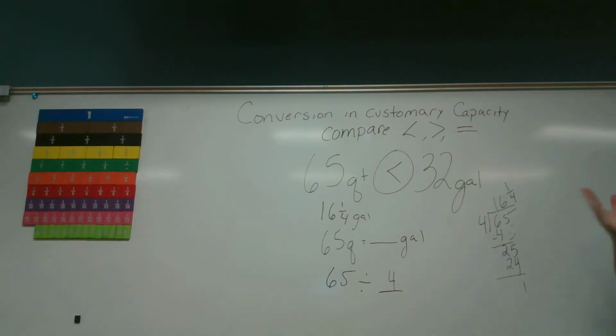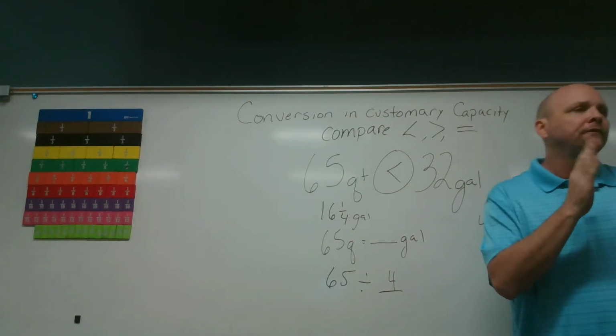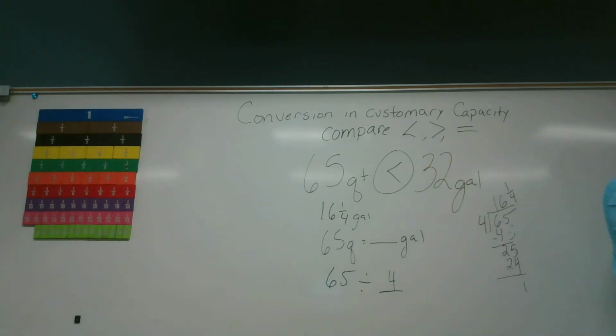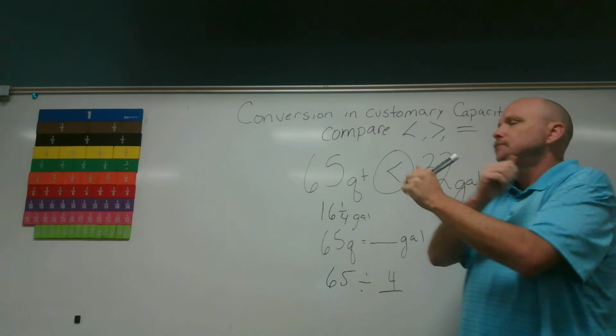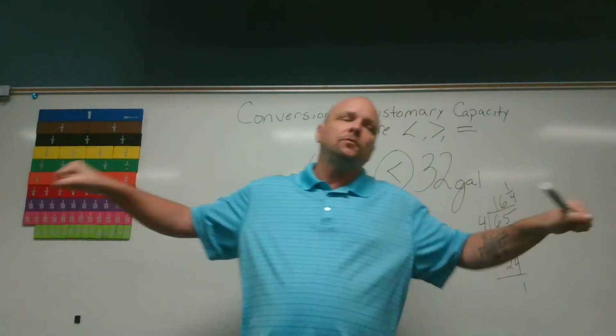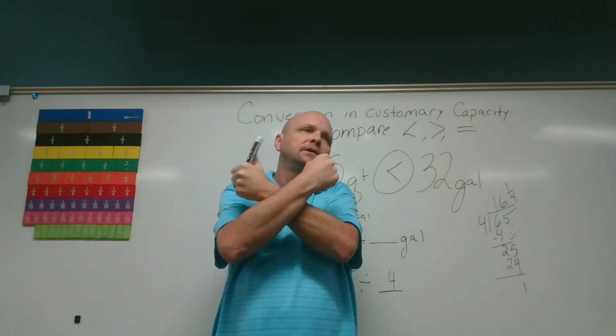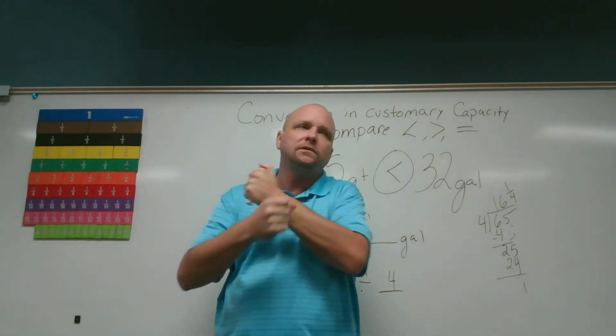We're either multiplying or dividing, depending on if we're going from small to big or big to small. If we're changing from a smaller unit to a bigger unit, it's division. A bigger unit to a smaller unit is multiplication.